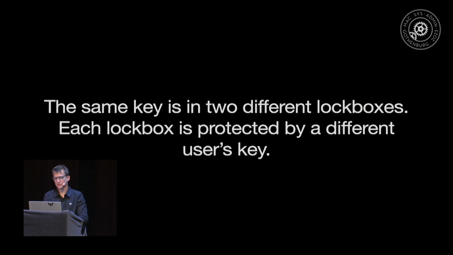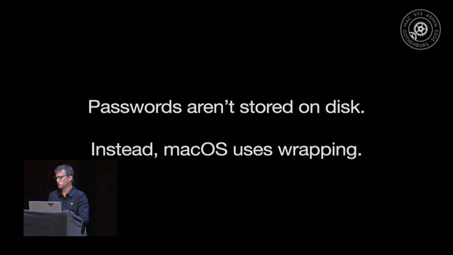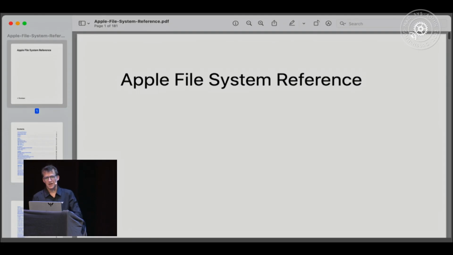The same key is in two different lockboxes, but each lockbox is protected by a different user's key. Clear text passwords, or even hashes of the passwords, are never stored on disk. Instead, macOS uses wrapping with the W. Wrapping is explained in the Apple File System Reference PDF. Let's take a look at it.